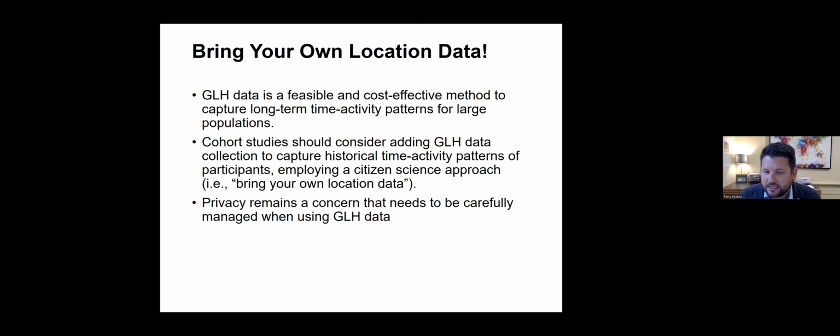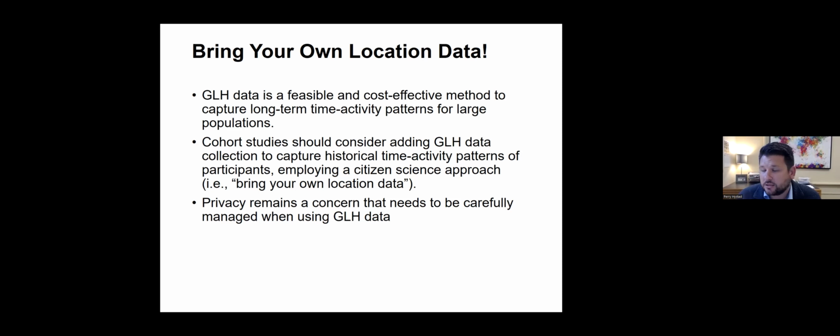And they've done something similar to this with Fitbits. People have provided their own data to the All of Us study from their Fitbits. And this is along the same line of bring your own location data in a sort of citizen science framework to link to your other health information.